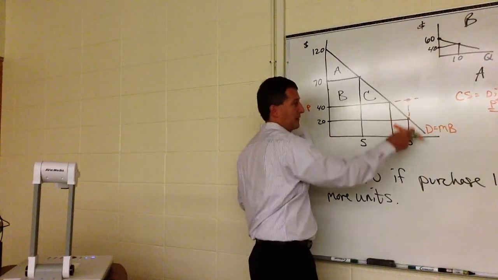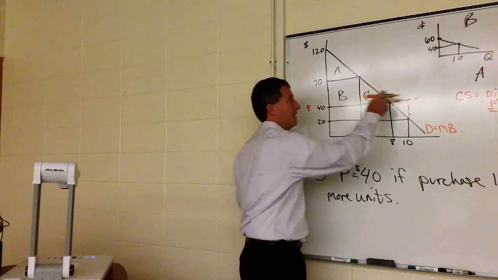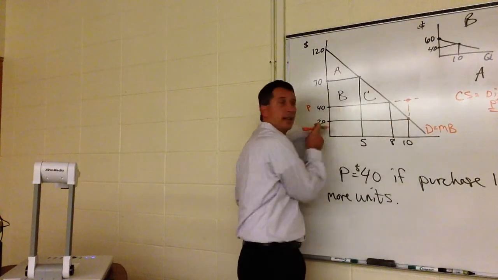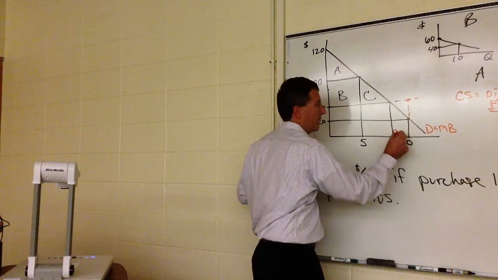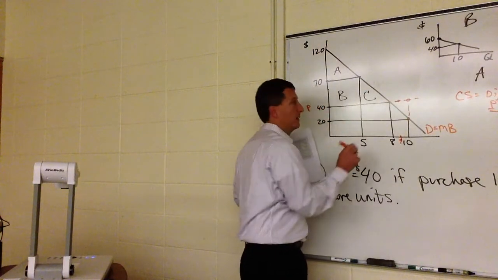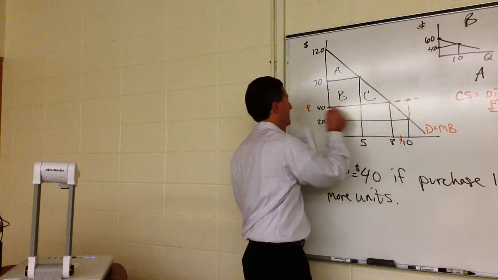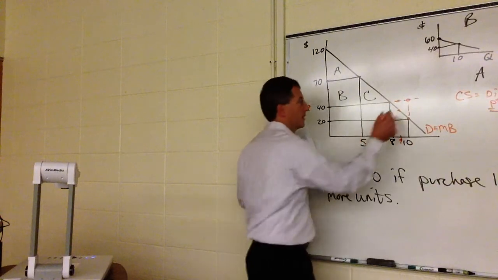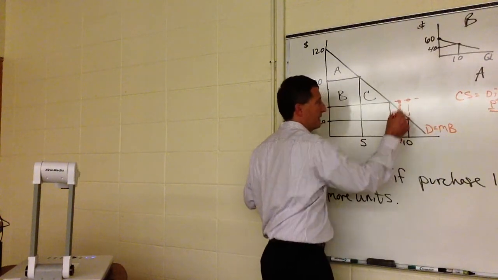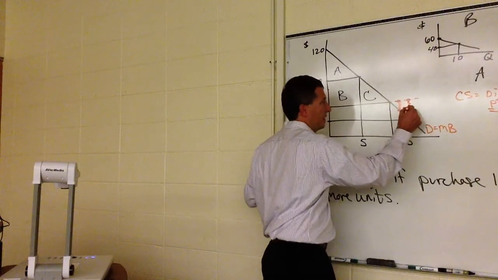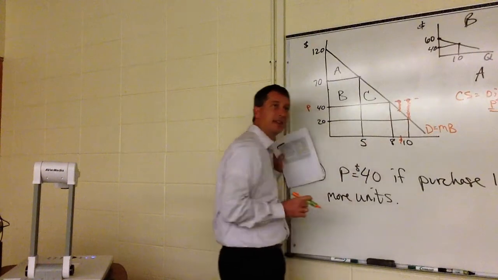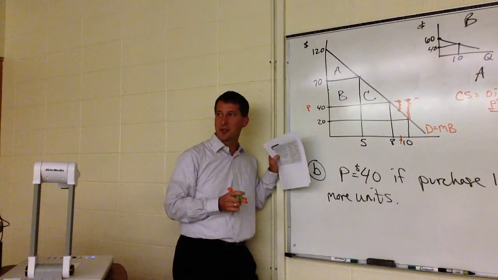The price we're paying for the 10th unit is still $40. The benefit we're getting is $20. The price we're paying for the 9th unit is $40. The benefit we're getting is probably 30, I guess, if this must be a 1-to-1, right? So there's the benefit from the 9th unit, and here's the benefit of the 10th unit, the consumer surplus. What's true about that consumer surplus? It's negative.